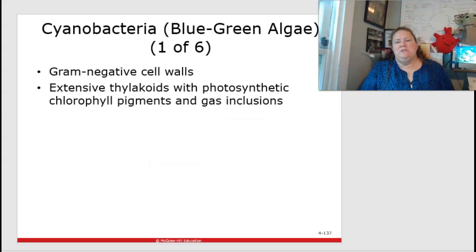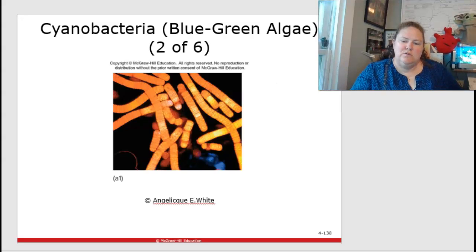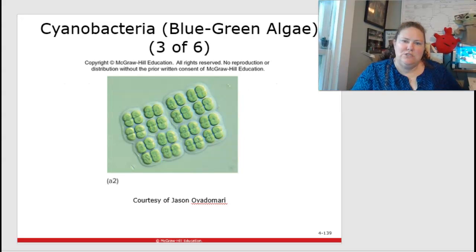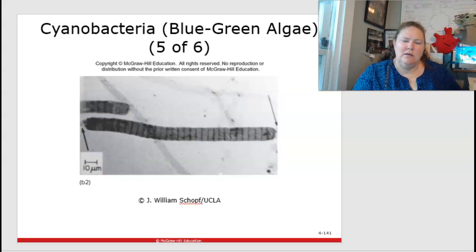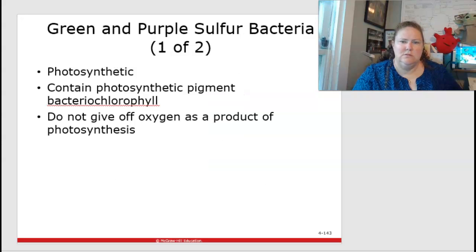Specifically cyanobacteria, which is our blue-green algae. These are going to have a gram-negative cell wall, and they have extensive thylakoids with photosynthetic chlorophyll pigments and gas inclusions. And this would be a picture of blue-green algae. Another picture. So you can see that they grow in a lot of different places, okay? And they're very important, okay?